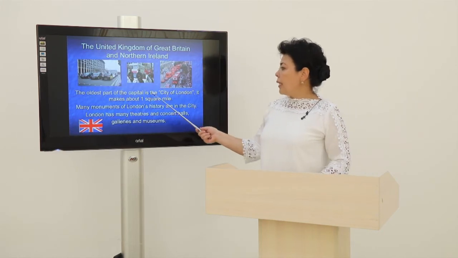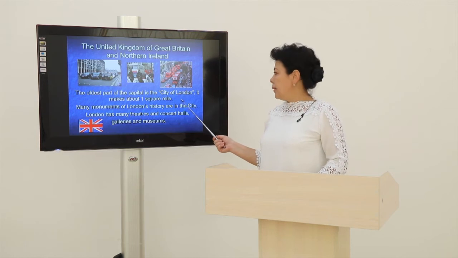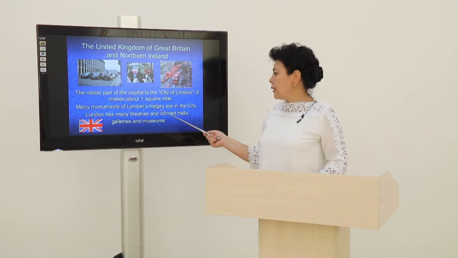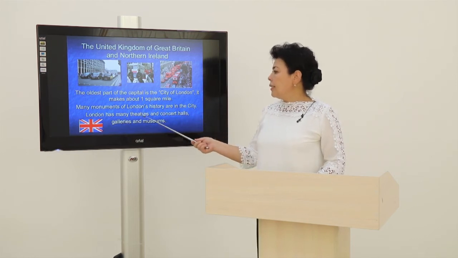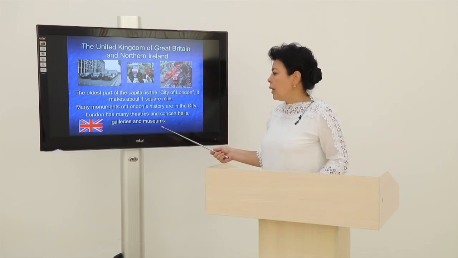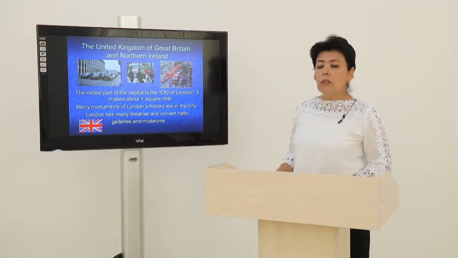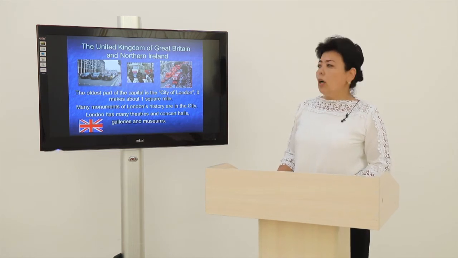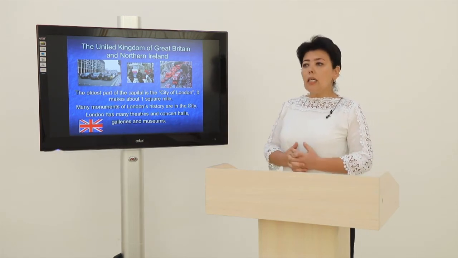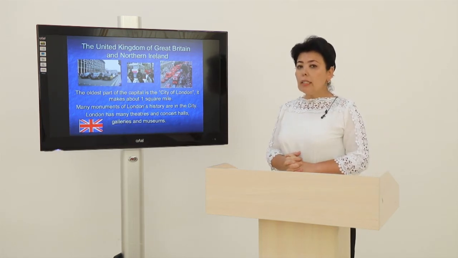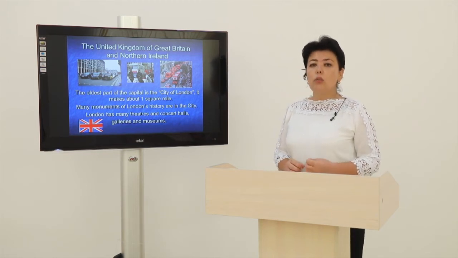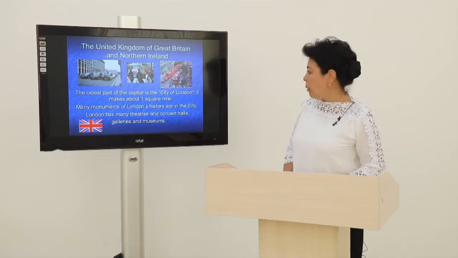The oldest part of the capital is the City of London. It makes about one square mile. Many monuments of London's history are in the City. London has many theatres, concert halls, galleries and museums. In the books we can read that London consists of three parts: the East, the West, and the City. In the East live rich people, in the West live the poor people, and the City is the center of London, where many tourists come to see this part of the world.